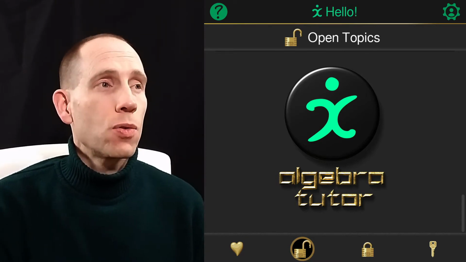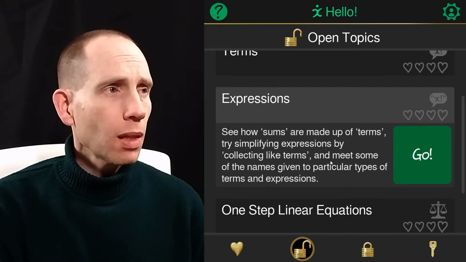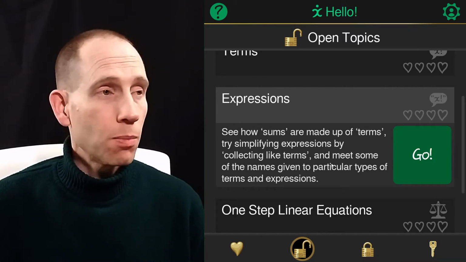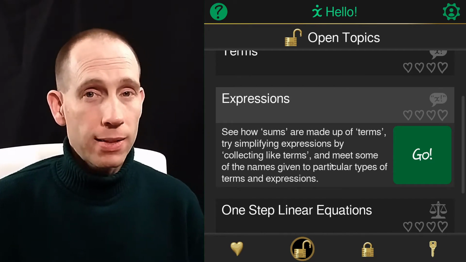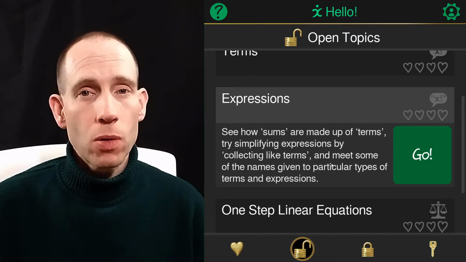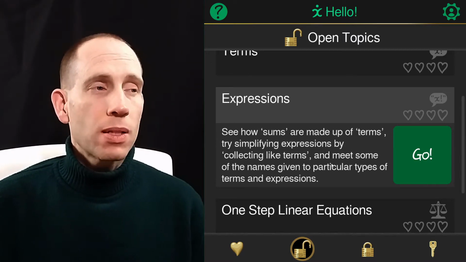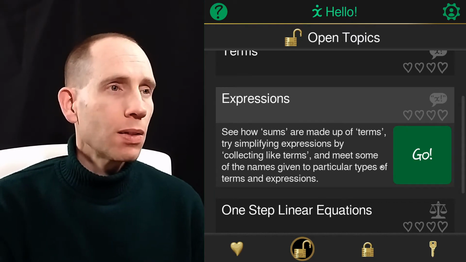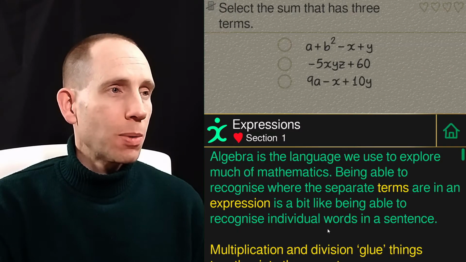We're going to go through the topic on expressions. So we're going to look at what sums are and how they're made up of terms. We're going to look at definitions for those words. We're going to do a lot of collecting like terms, some practice with that. That's quite an important skill in algebra. And we're going to meet some particular names that are given to certain types of terms and expressions. So I'm going to click on Go, start the topic, and have a look at the introductory message.